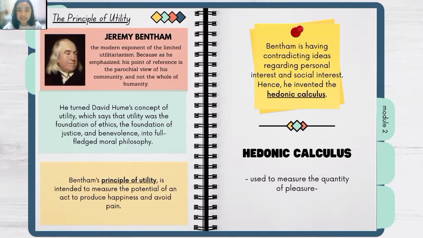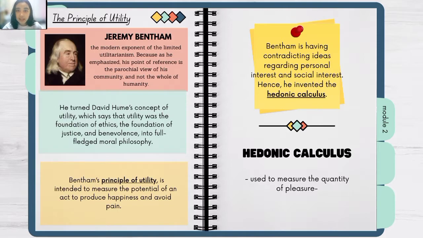The principle of utility. Jeremy Bentham, the modern exponent of the limited utilitarianism, because as he emphasized, his point of reference is the parochial view of his community and not the whole of humanity. Bentham turned David Hume's concept of utility, which says that utility was the foundation of ethics, the foundation of justice and benevolence, into full-fledged moral philosophy. In Bentham's principle of utility, it is intended to measure the potential of an act to produce happiness and avoid pain. And the intended beneficiary of utility is either the individual or the community.